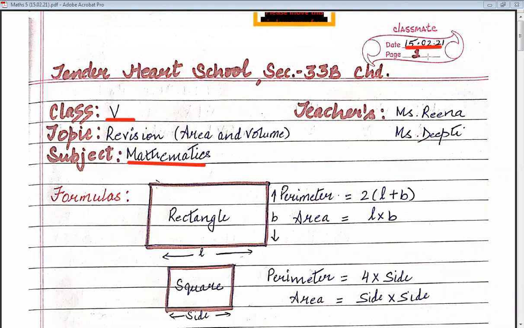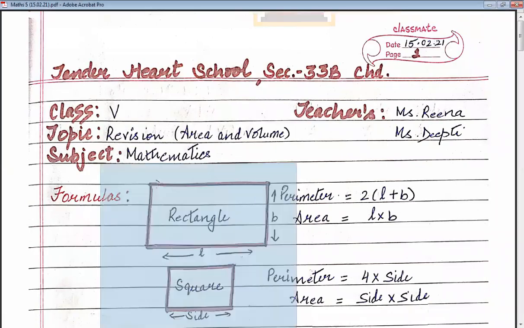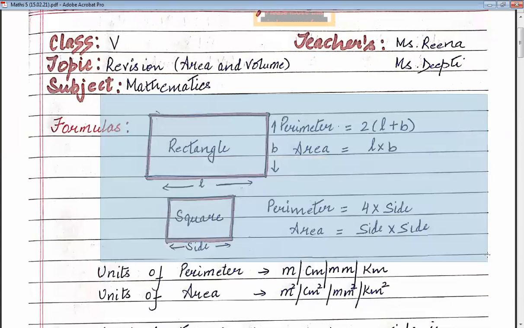Students, we have already discussed area and volume. So, in today's lesson, we will revise questions based on area, volume, and perimeter. Let us start today's lesson with the formulas based on perimeter and area.